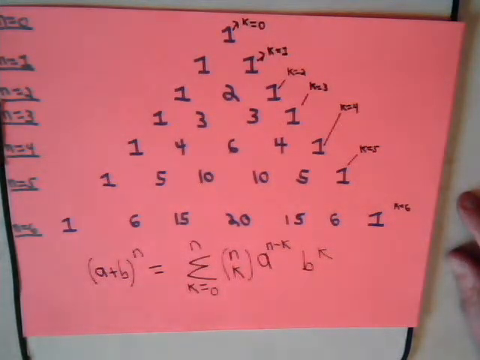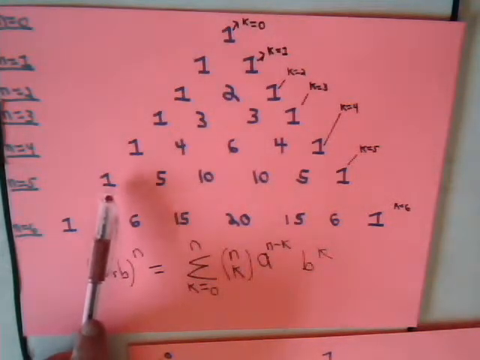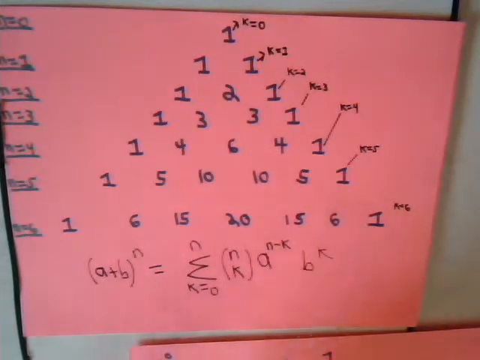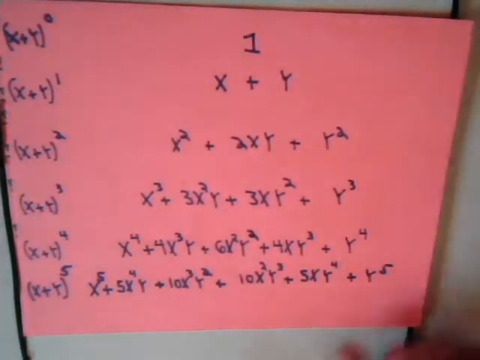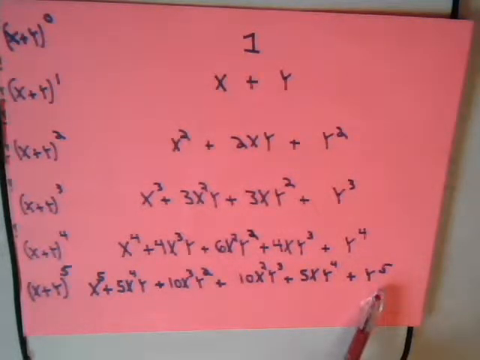So, what this means is that, for example, suppose we had (x + y) to the 5th power. Then these would be the coefficients that we would have in that series. (x + y) to the 5th, that's here. The first term is going to be x to the 5th. The last term is going to be y to the 5th.